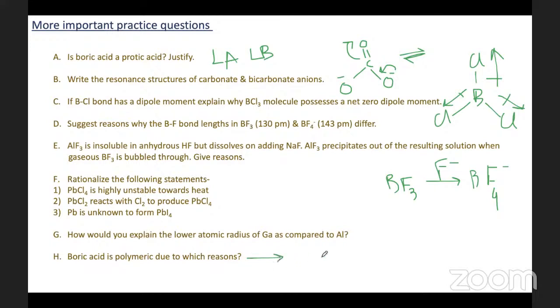Boric acid is polymeric due to which reason? You might know the structure of boric acid, that is B(OH)3. Now B(OH)3 can form extensive intermolecular hydrogen bonding with other B(OH)3 molecules. That's the hint for how they can form an extensive polymeric structure.